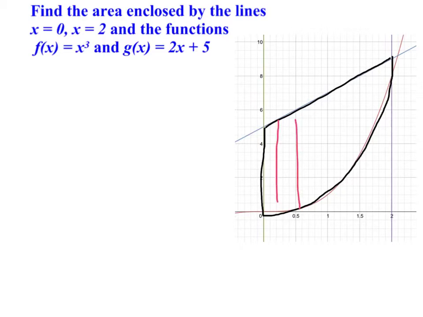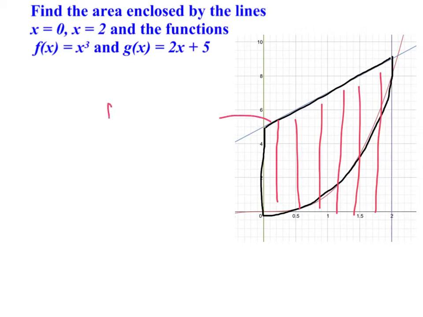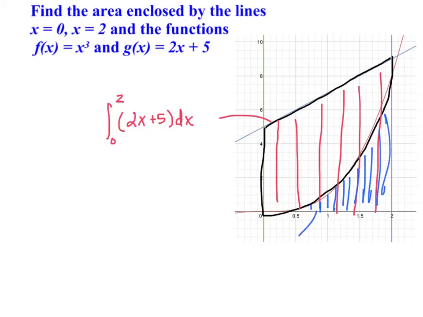Now, the way to do that is to find the area below the line, which, of course, we would get by the integral from 0 to 2 of 2x plus 5 dx. And notice the 0 and 2, the vertical lines, all they did was give us the bounds. And then I could find the area below the cubic, which I would get with the integral from 0 to 2 of x cubed dx, and then I could just find the difference.